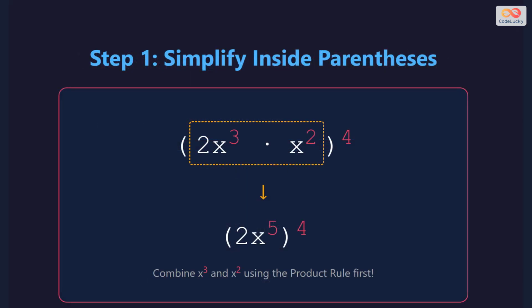Step 1 is to look inside the parentheses. In this example, we have 2x cubed times x squared all raised to the 4th power. Don't worry about that outer 4 yet. Focus on the inside. We can combine x cubed and x squared using the product rule to get x to the 5th. Now the problem is much cleaner. 2x to the 5th, all raised to the 4th power.